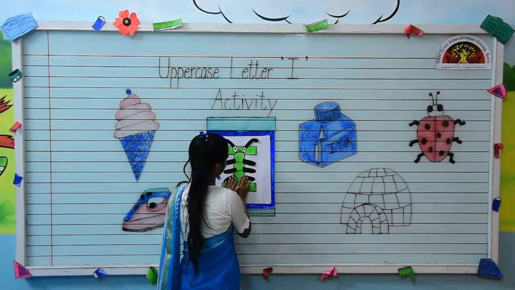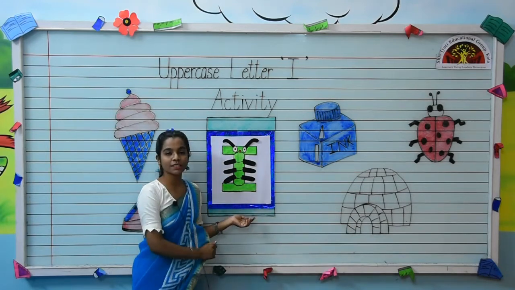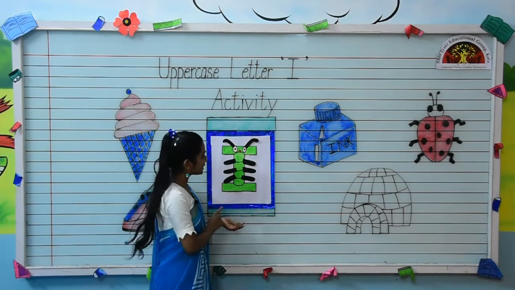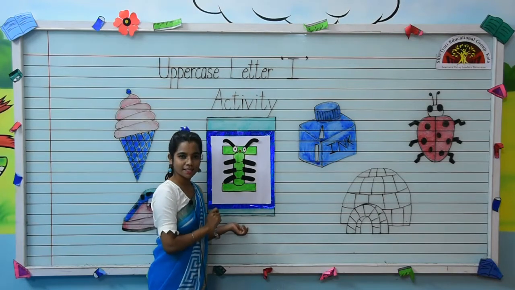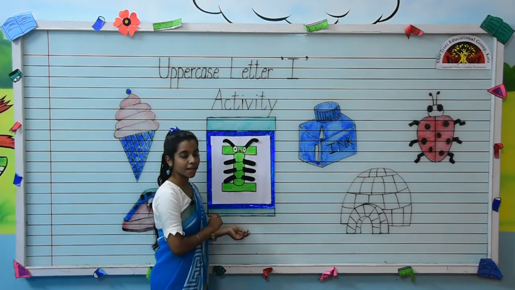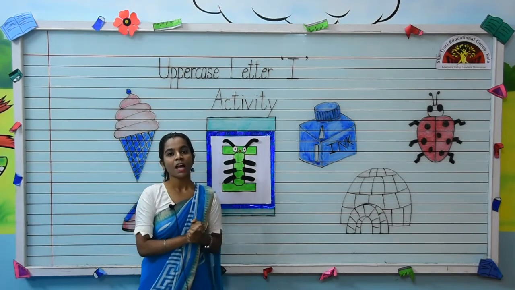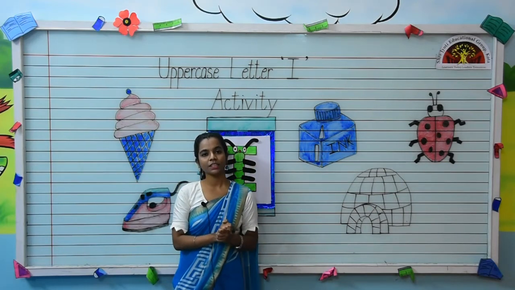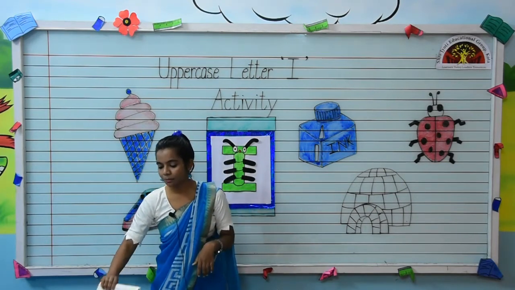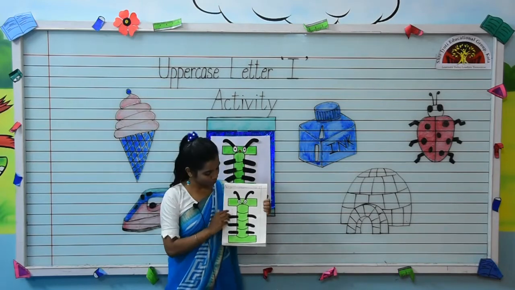Okay kids? Like this. So kids, what is this? This is an insect. I for an insect. Okay? I hope you enjoy this activity. Do this activity and paste it in your craft book like this.